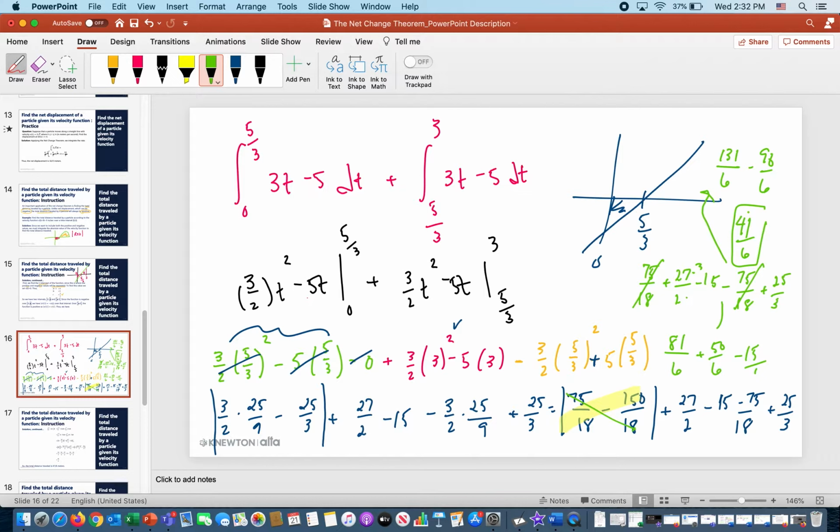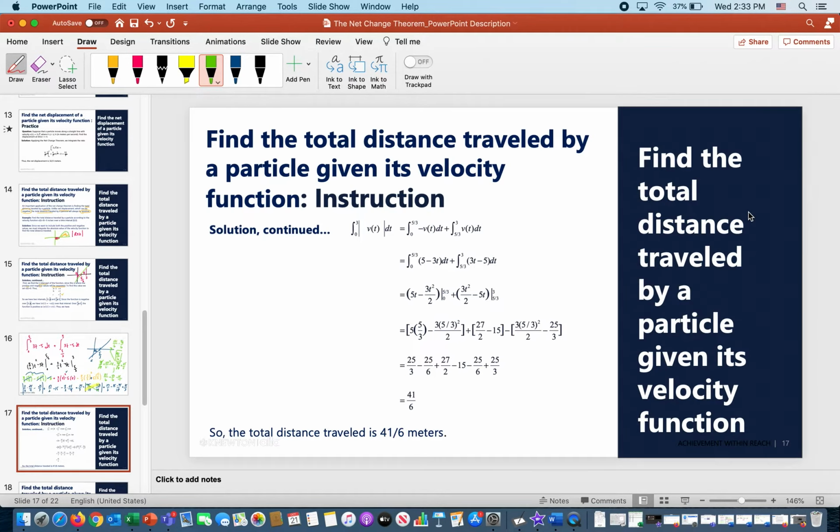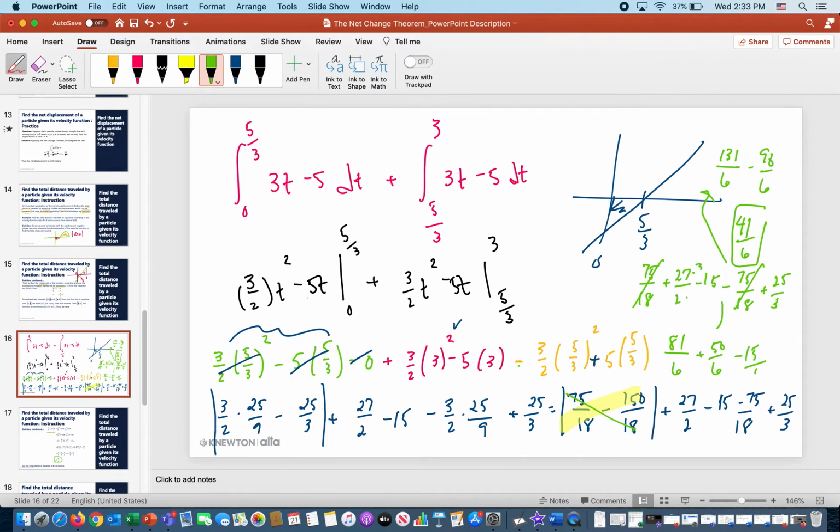41 over 6. So let's check and see how we did against the publisher. In the problem the publisher did, they still got 41 over 6. Notice they don't have an absolute value in here. They have it at the beginning, whereas I took the absolute value at the end. Again, you're free to do the problem the way you want to. I always tell my students, I don't care how you do it as long as you get the right answer. I should also add, I don't want you looking at anybody else's work. Try to come up with the answer on your own.